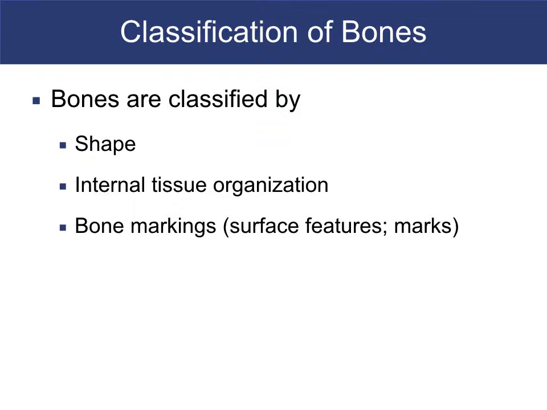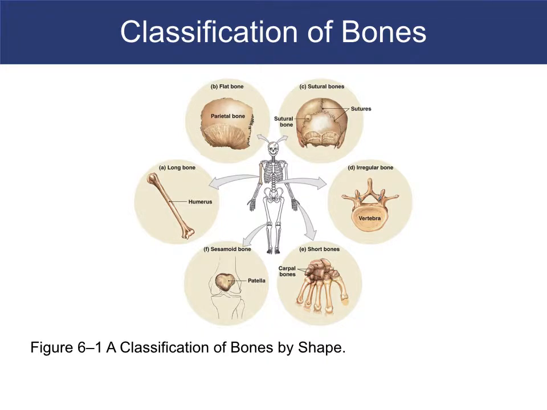learn them in detail. Bones are classified by shape, internal tissue organization, and bone markings. We're going to talk about a lot of these things. Let me tell you that I think this is one of the silliest classifications in the world. But since everybody uses it, you kind of have to know a few things about it. Clearly, this is a vertebrae here, and it's called an irregular bone. Well, I would beg to differ and say that all of these bones are pretty irregular. They're funny shaped. There's not any of them that are perfect squares or perfect circles. So really, they're all irregular.